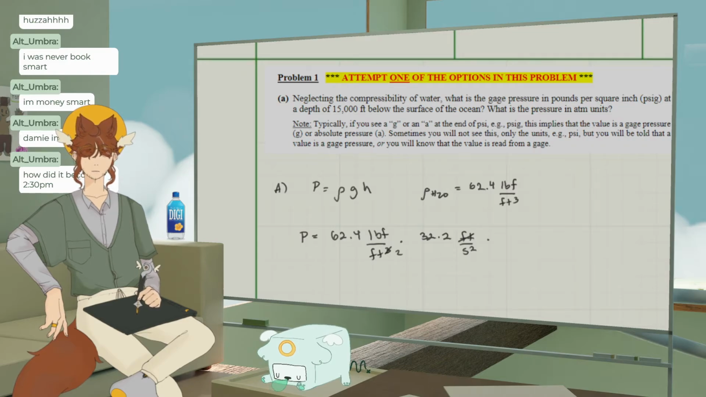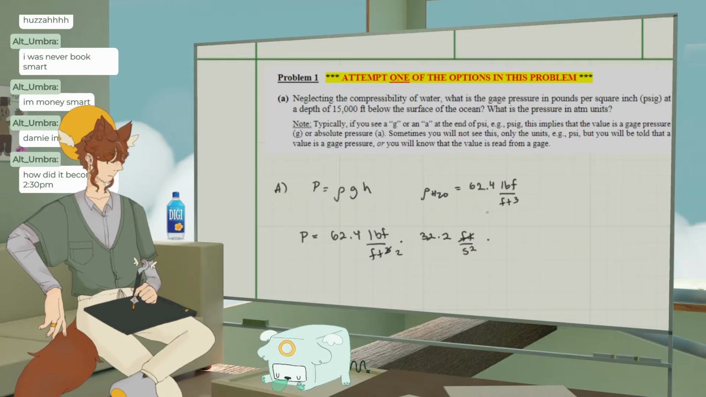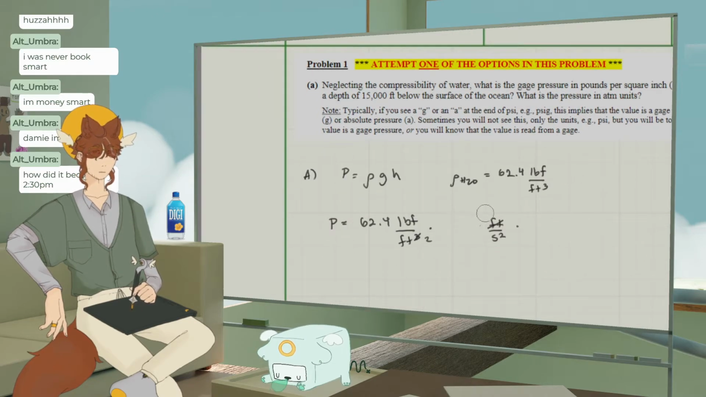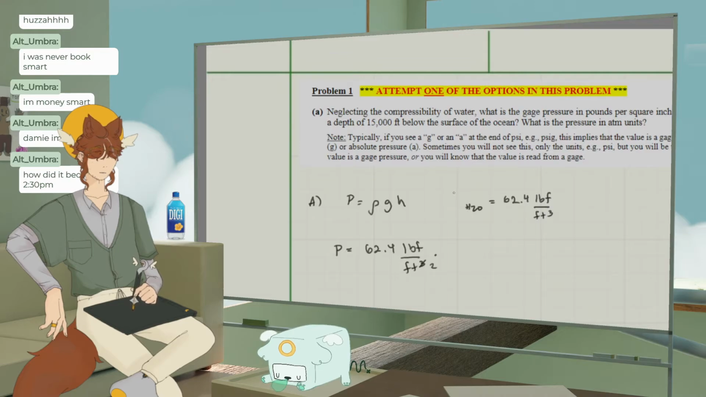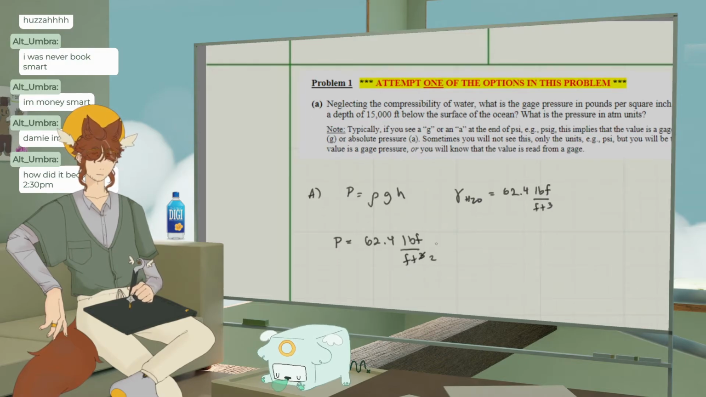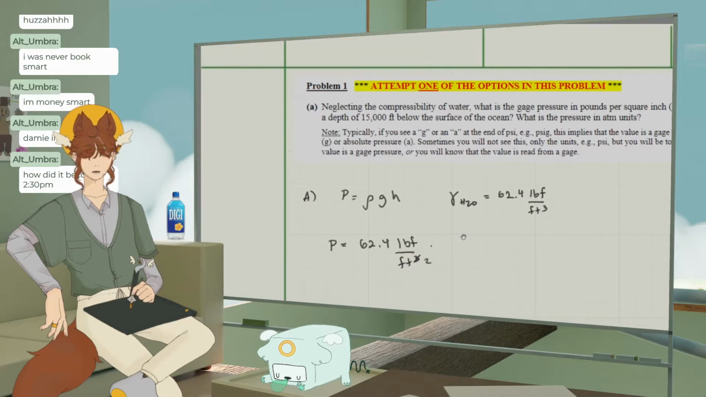Newtons per meters cubed. Not useful. Oh, it's density times standard gravity. Oh, wait, so I don't need gravity. I guess this is gamma. Let's use gamma. Is that literally just 1.94 times 32.2? Okay, that's fine.